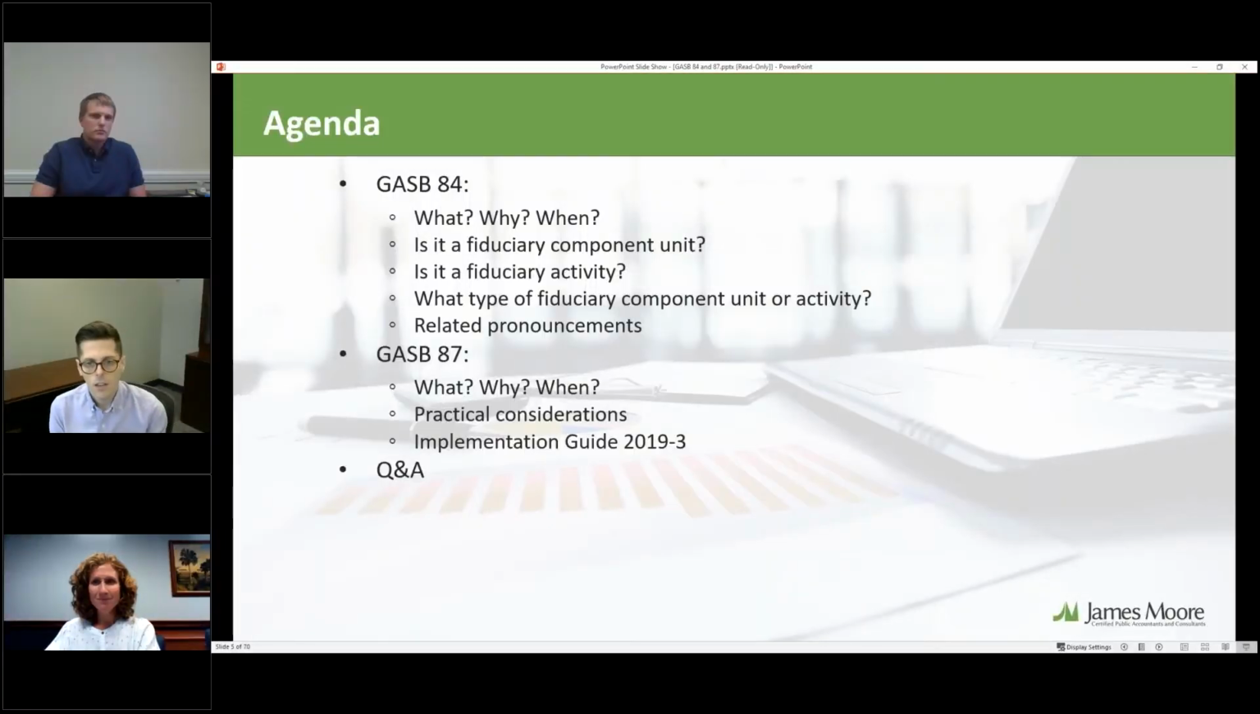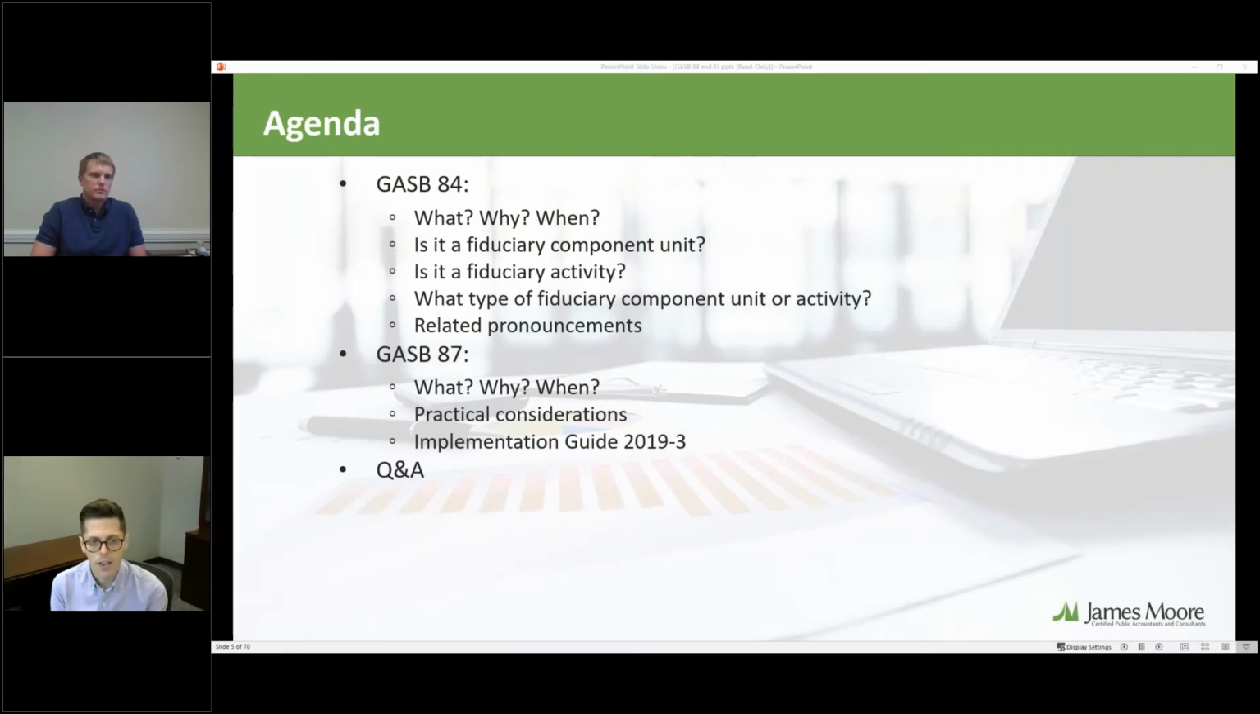Thanks, Stacy. So welcome everybody, glad you could join us today. Today we're going to discuss both GASB 84 and 87. With respect to GASB 84, we're going to discuss what the standard is, why the standard was created, and when it'll need to be implemented, fiduciary component units, fiduciary activities, determining what each of those are. And then there are some related pronouncements to GASB 84 that came out shortly thereafter that affect the implementation with respect to some pension type activities.